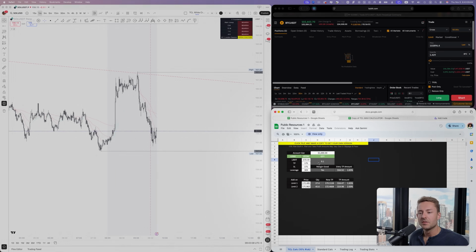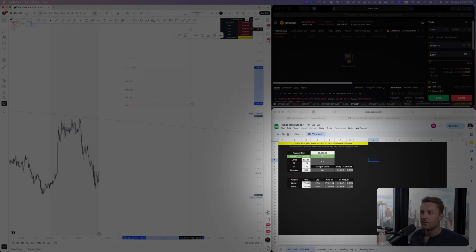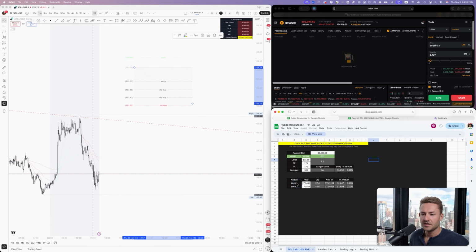So the next thing that I want to do is pull up my calculator. This is going to allow me to follow along with my fib levels. So you'll see limit 1, dip by 1, limit 2, dip by 2. I can put these values in here, and then based off of my account total and my original entry, I get all of my quantities, my new take profits, assuming that these limits fill.